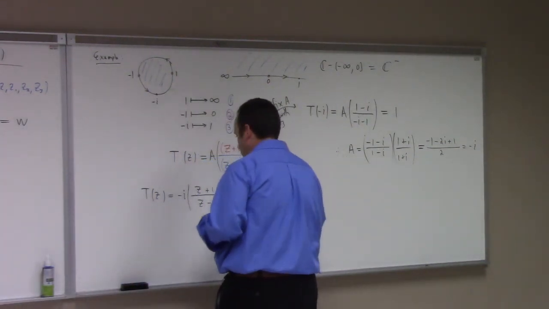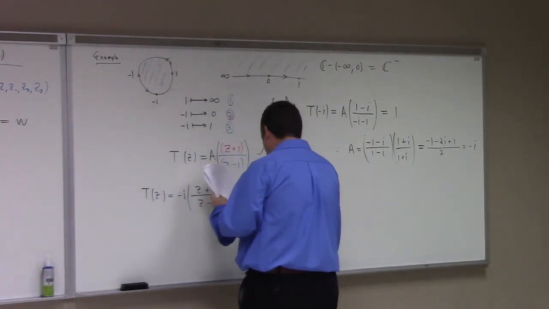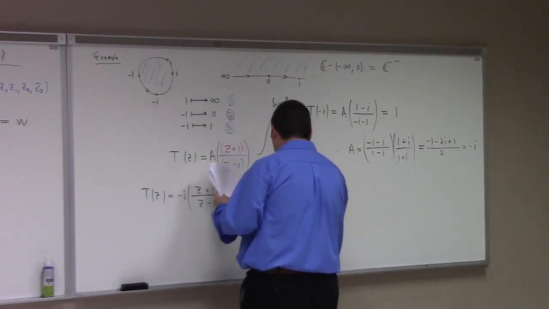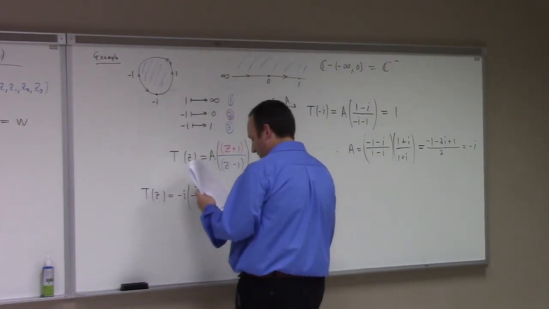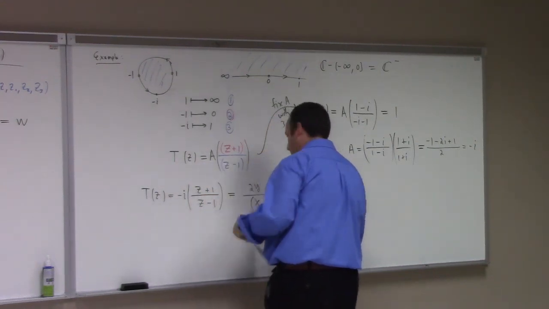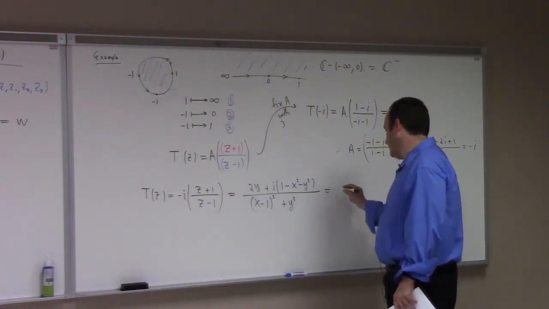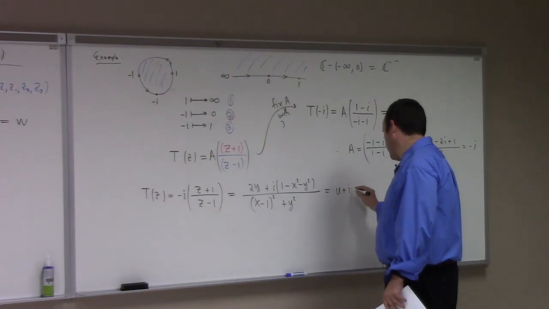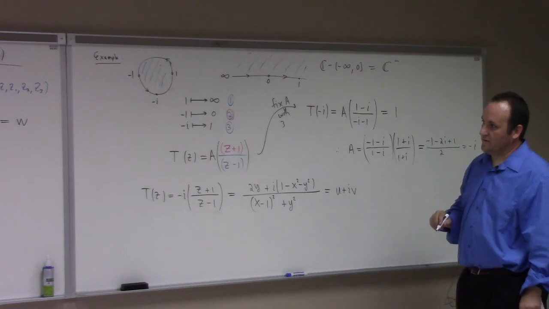We can rewrite this in terms of what it looks like in x and y. So you do the algebra, and what you'll get after just a minute or two is 2y plus i times 1 minus x squared minus y squared, divided by (x minus 1) quantity squared plus y squared. So this is what W, which is u plus iv, looks like. And all right, so check this out.